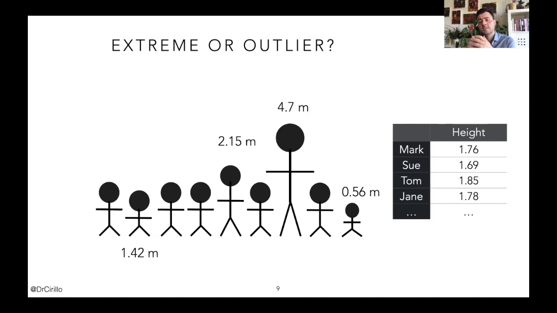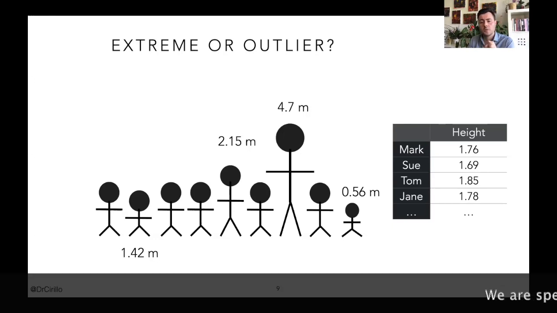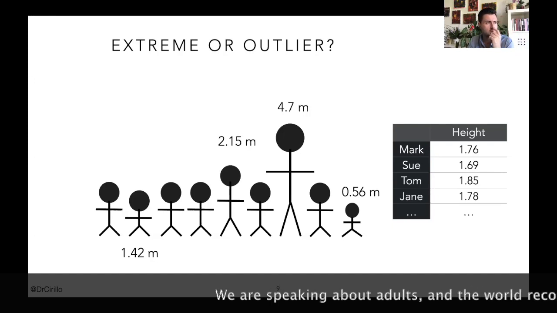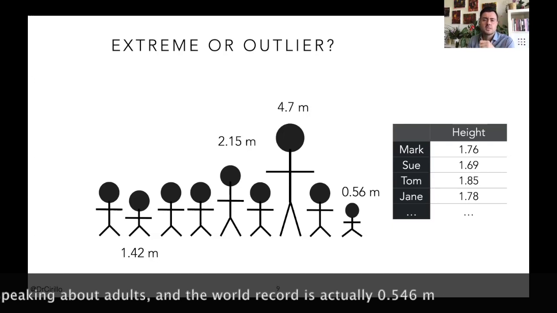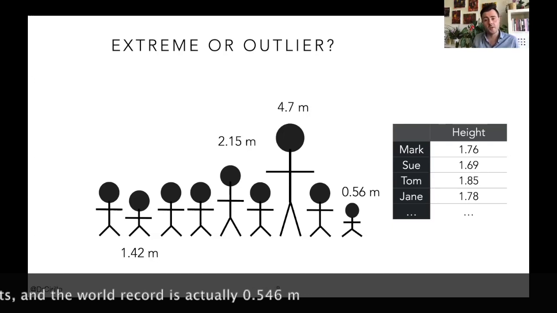And then we observe someone who's 0.56 meters tall, so 56 centimeters. The question is: is this an outlier or an extreme? Now, I'm pretty sure that many will say it's actually an outlier. It's something that cannot be observed. I'm sorry to contradict you because actually the smallest man in the world was smaller than this. If I remember correctly, it was something like 54 and something. So 56 centimeters is a value that lies within the range of variation.